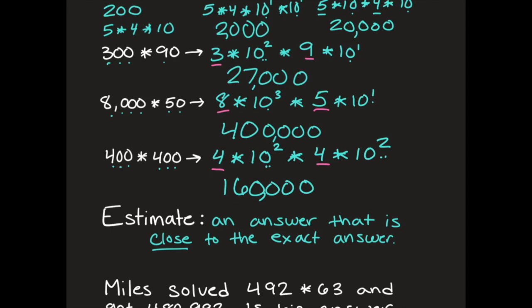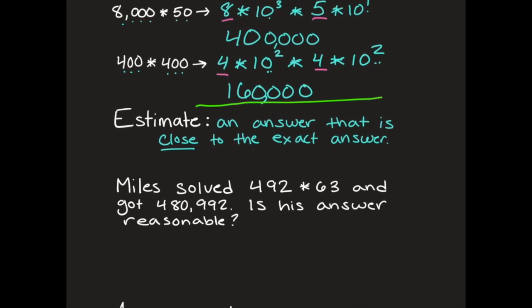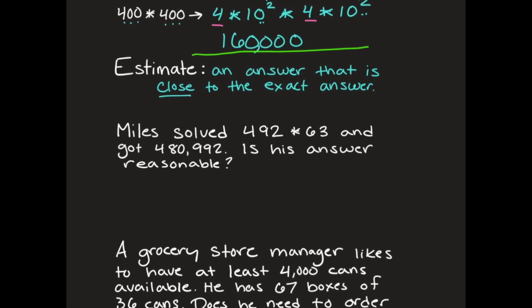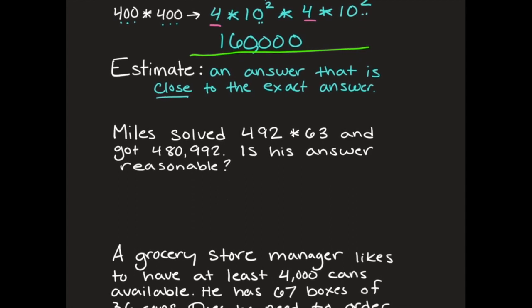Okay, so now we're moving on to a different section here. I'm going to draw a green line. Our problem is a couple of story problems down here. Before we start, keep in mind that an estimate is an answer that is close to the exact answer. We're going to use our estimate to help us with these problems.